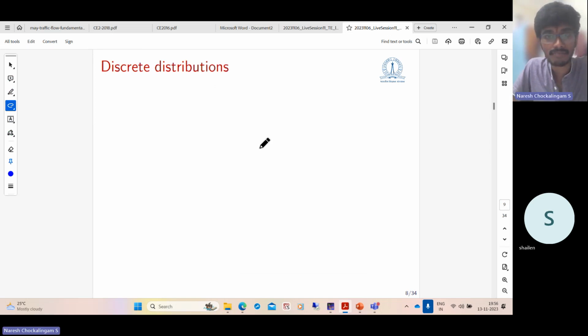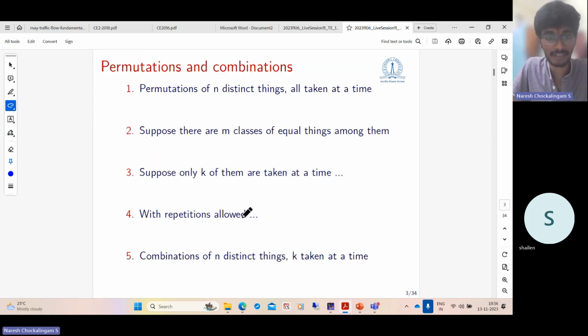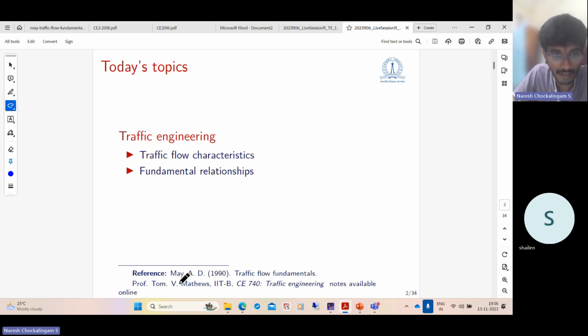So the reference from which I have taken this content is these two books. One is the book by Adolf May, 1990, Traffic Flow Fundamentals. That's a very good book, but it's very detailed. The book is entirely on traffic engineering, so you may have to search in different chapters for the topics relevant to GATE.